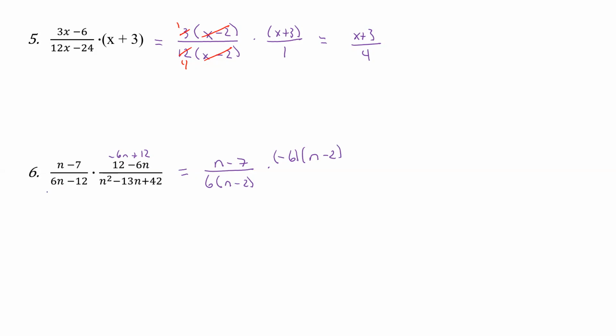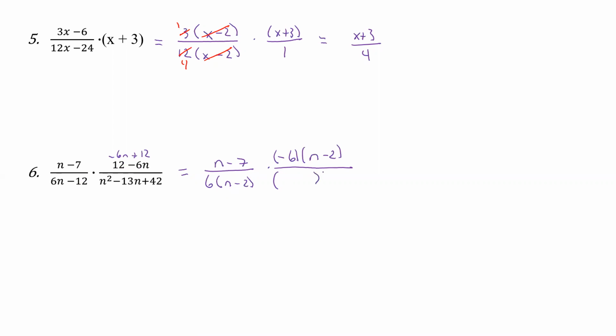And so sometimes you have to look ahead and see things that might be similar but maybe opposite signs, and that'll make your life easier. Otherwise, you would have maybe pulled out a 6, then you would have 2 minus n, and looking at that, you say, oh, that doesn't cancel. But when you take out the negative, it does cancel.